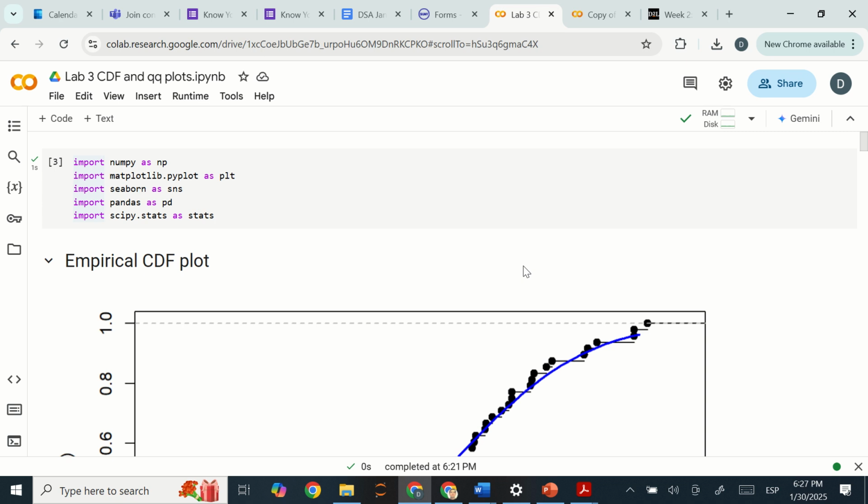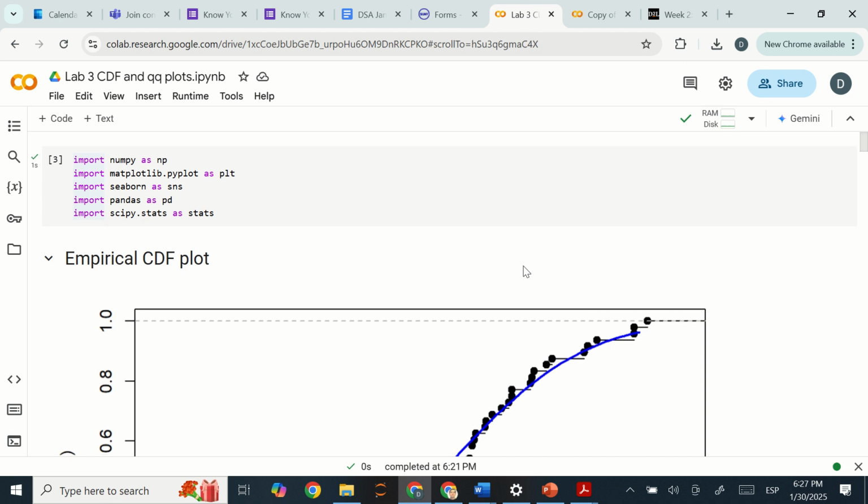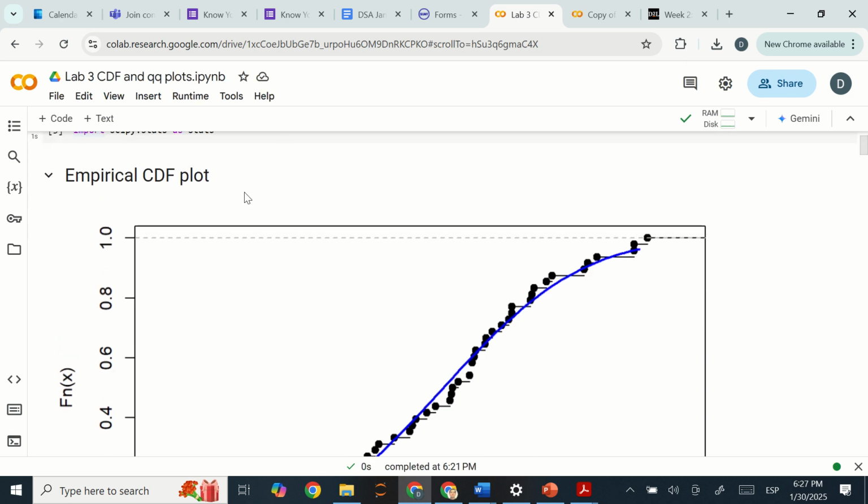So in our previous lecture we went over histograms, bar charts, and even scatter plots. Today we're gonna continue analyzing numerical variables. So first, let's get started with an empirical cumulative distribution function.